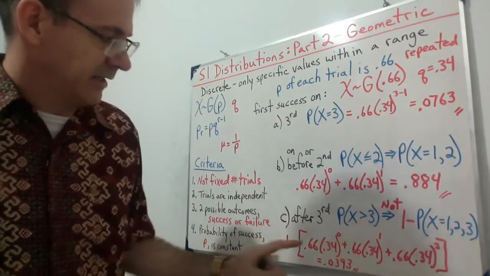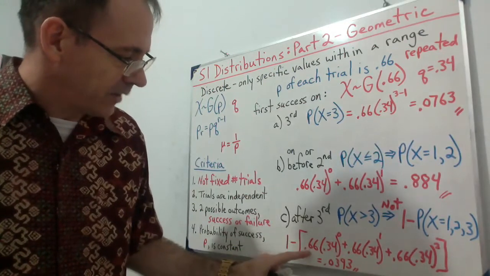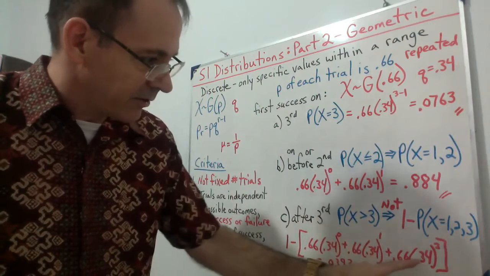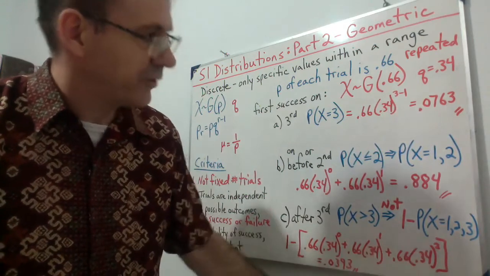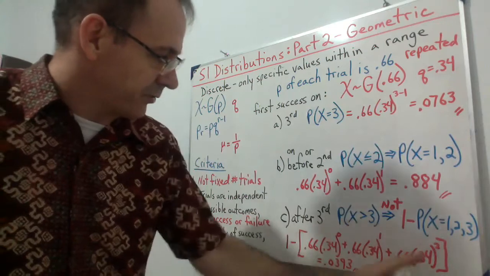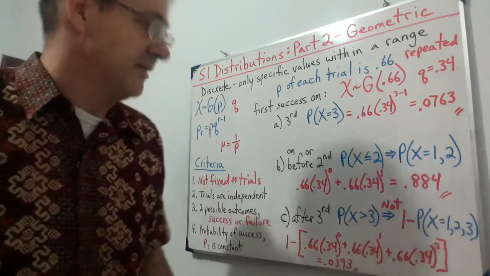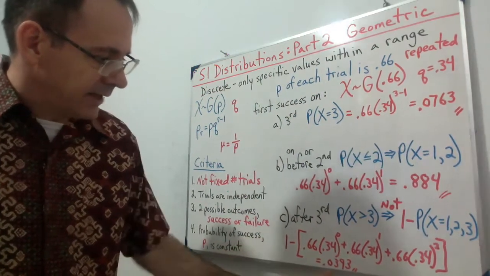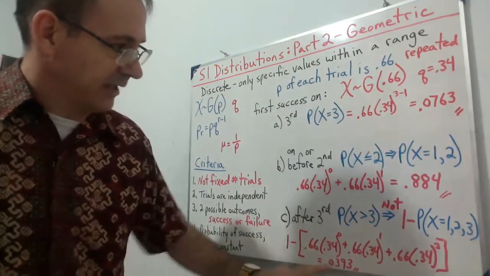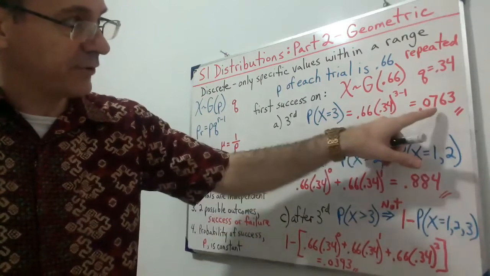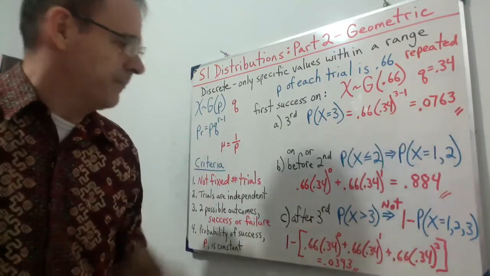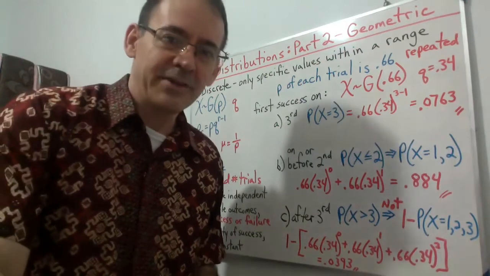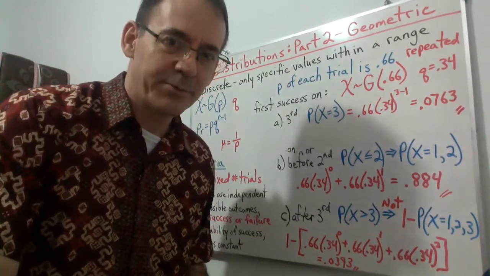1 minus the first one, 1 success, no failures. The second one, 1 success, 1 failure. The third one, 1 success, 2 failures. These 3 added up are the not greater than 3, and we subtract it from 1, and we get 0.0393. Again, 3 significant figures, and this is the basic way the formula works. Okay, now let me set up for the second example.